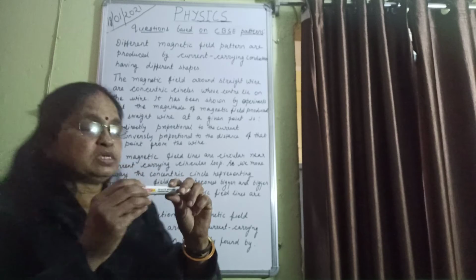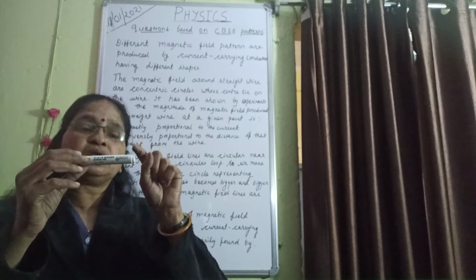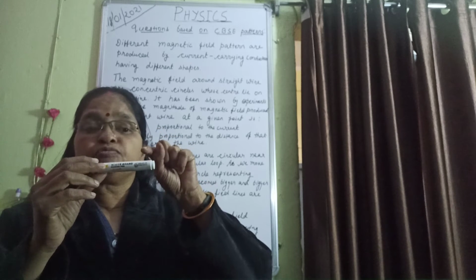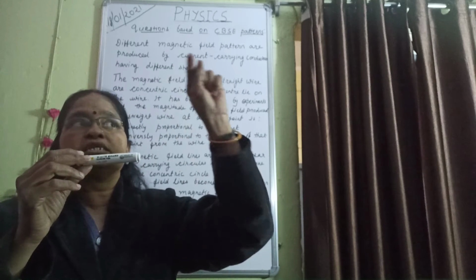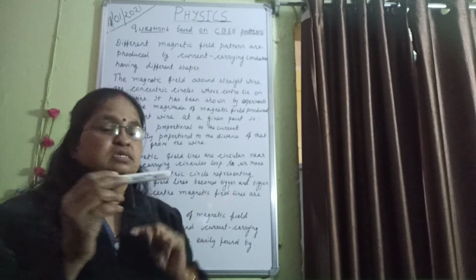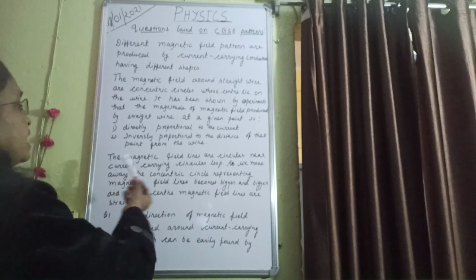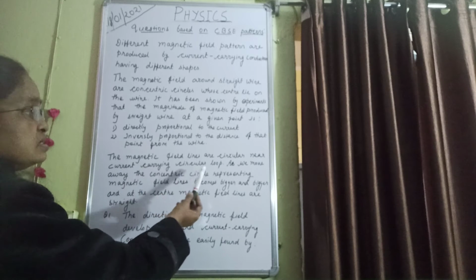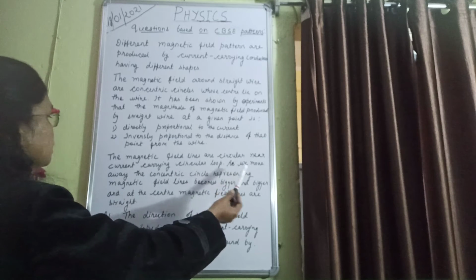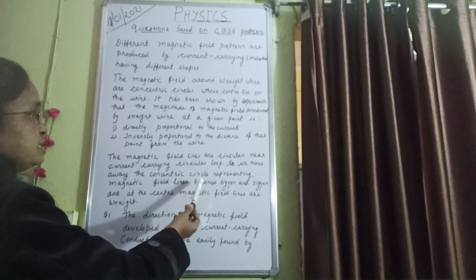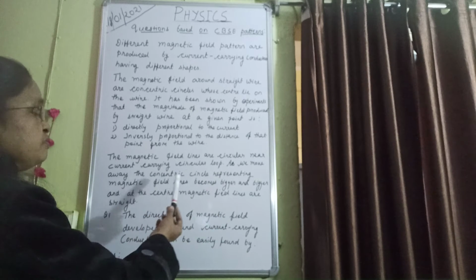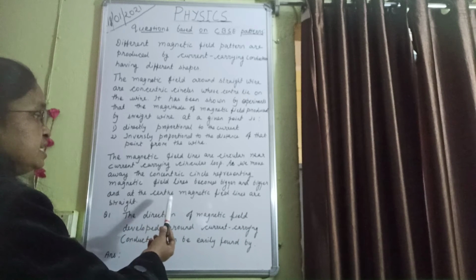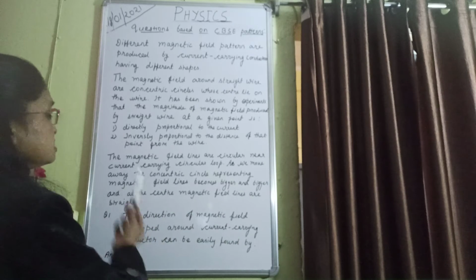That means you have taken a wire, and from any point if you are considering the magnetic field, then as you go far from this point, the magnetic field lines go on decreasing. The magnetic field lines are circular near a current carrying circular loop. As we move away, the concentric circles representing magnetic field lines become bigger and bigger, and at the center magnetic field lines are straight.